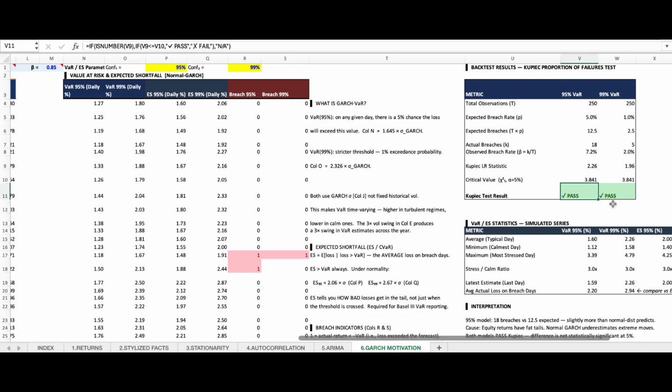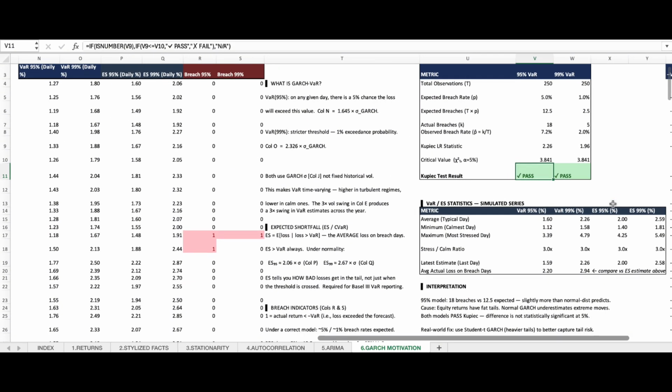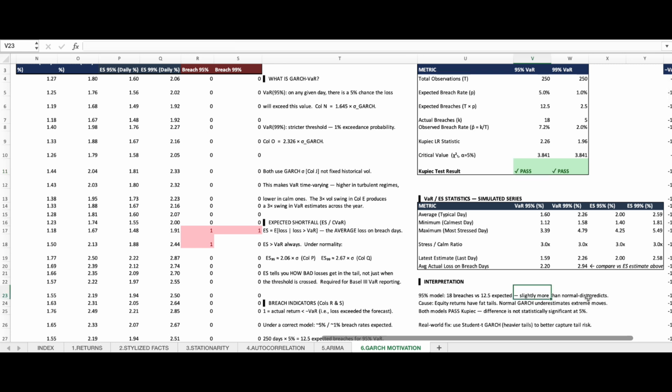And the brief explanation at the bottom of the table notes why there are slightly more breaches than expected. Equity return distributions have fatter tails than the normal distribution, which we assumed. So maybe a Student's t-GARCH model would fit better. And we could extend that in the second part of the video where we are implementing this in Python, and it's going to be much easier. For now, both the models pass the formal test.